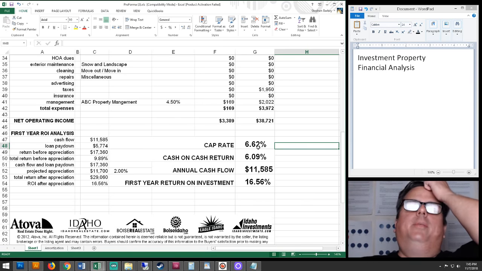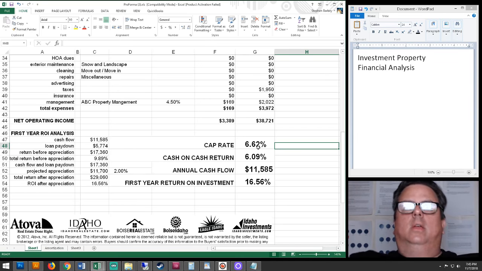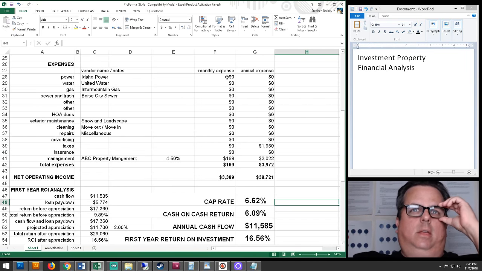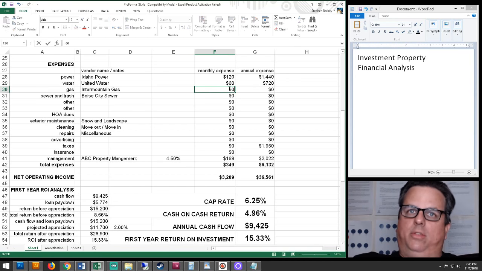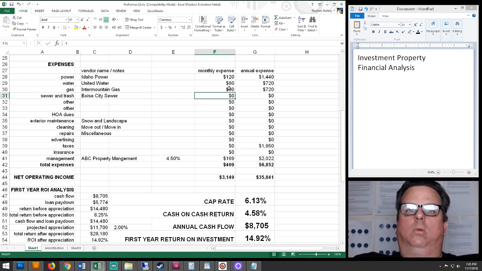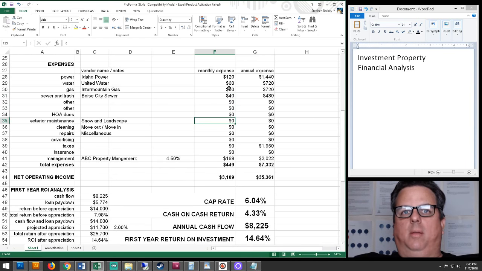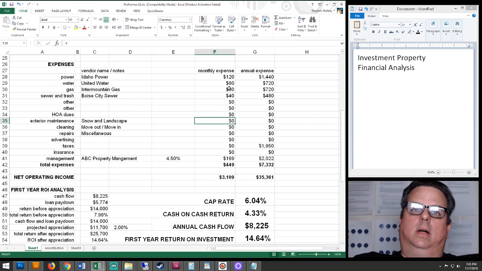It's different with fourplexes again. That's just kind of crazy with fourplexes, because the reality is, let's pretend Idaho Power is like 30, 60, 90, 120. Let's be conservative and say that Idaho Power is 120 bucks a month, and then 15, 30. We'll call this 60 bucks a month, and we'll call this 60 bucks a month, and we'll call this 40 bucks a month. Snow and landscape, let's call that.